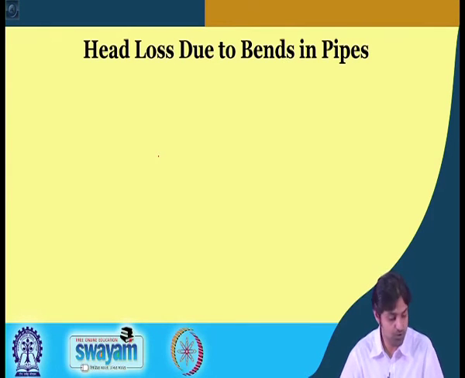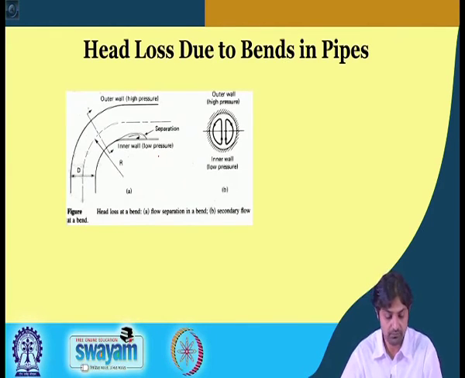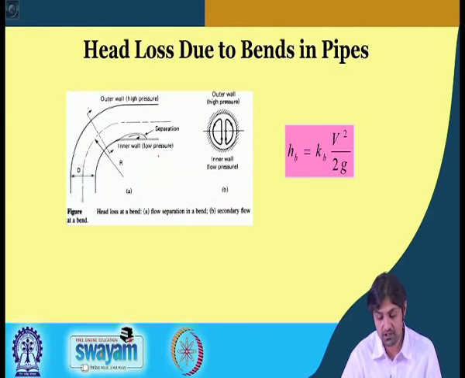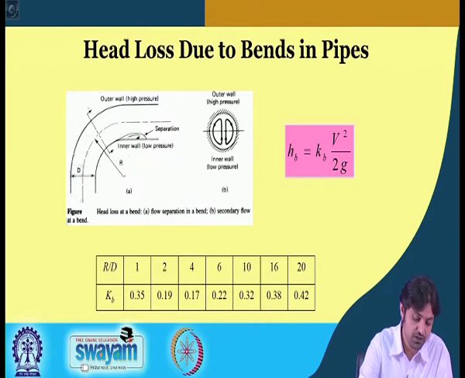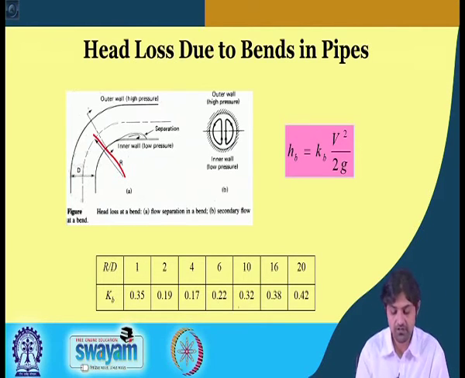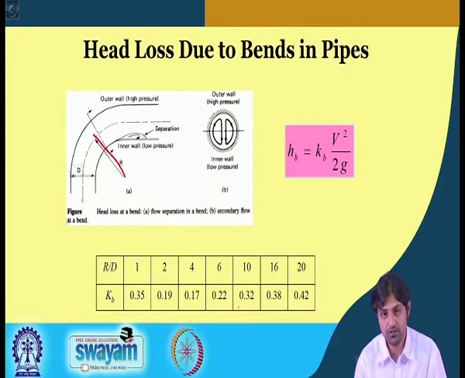Now, the head loss due to bends in the pipe, so many formulas are there. We say Kb into V square by 2g. Okay, velocity will remain the same, even if the bend is there, so we need to know Kb. For different values of R by D, D is the diameter of the pipe and R is the radius of the curvature of the pipe, there are different values of Kb. Either you will be given these tables or given the values.